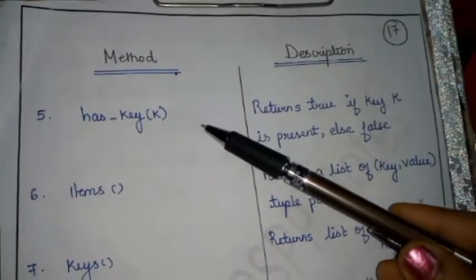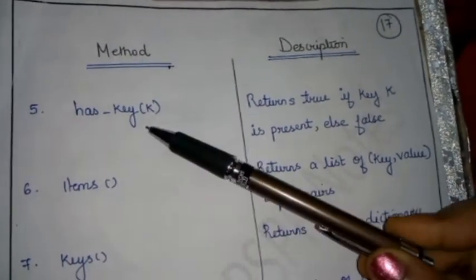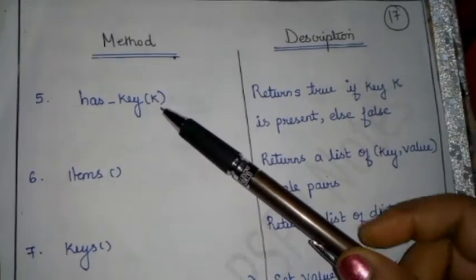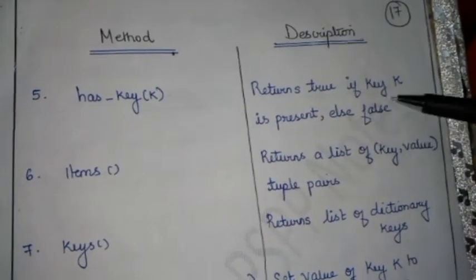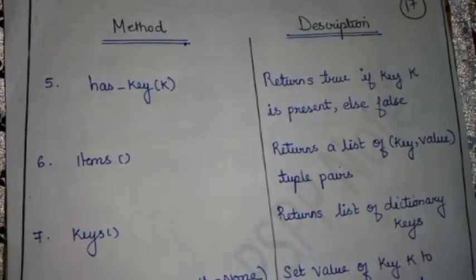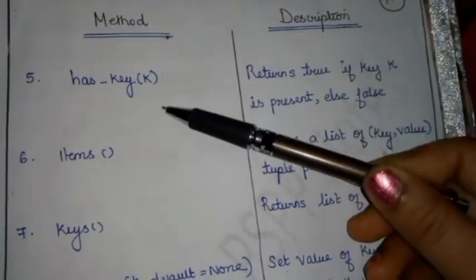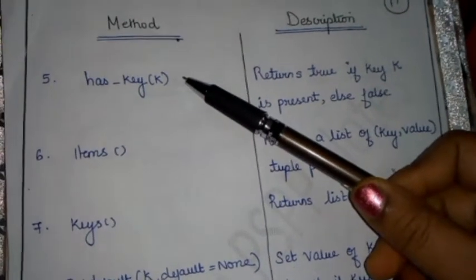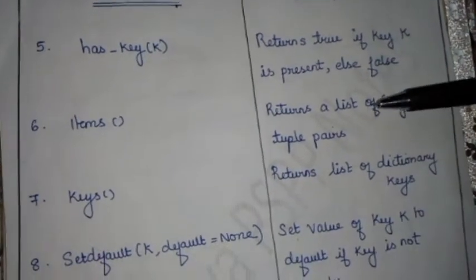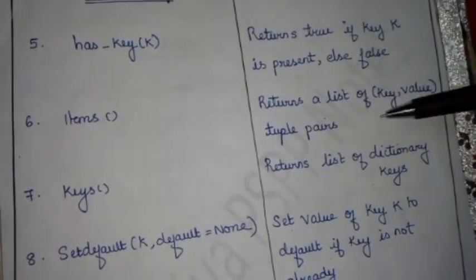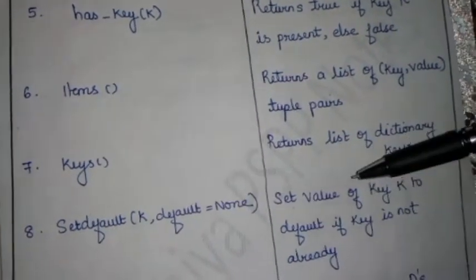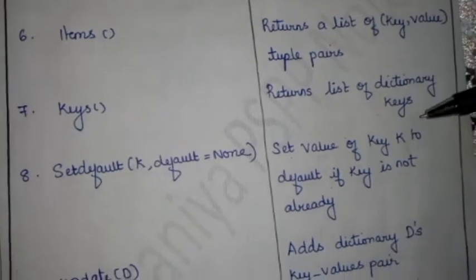Next method is has_key with the value k. It returns true if the key k is present, else false. So this method will give you either true or false. Next is items. This method will return a list of key-value tuple pairs. Next is keys. It returns a list of dictionary keys.